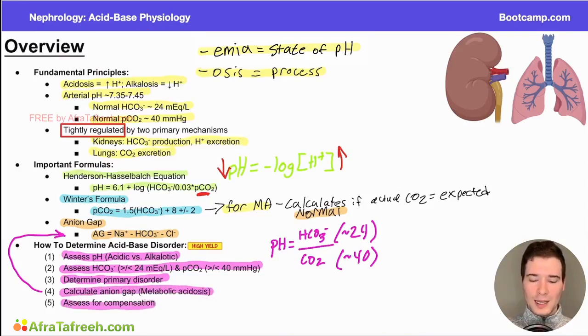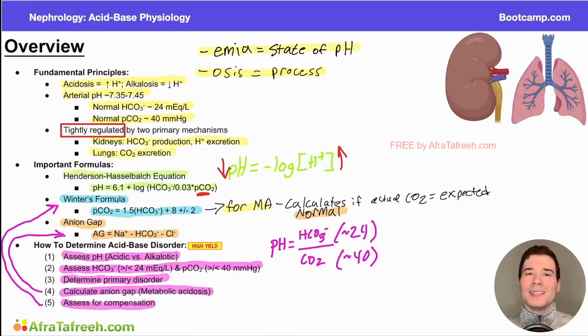This is where we might use things like Winter's formula, where we might determine, okay, there's a metabolic acidosis, pH is low, and bicarb is low. So what's the CO2 doing? Is the CO2 compensating with the lungs in the way that we would expect it to? And that's where these special formulas come in. So technically, you could be done after 3 steps. You could determine the pH, you could assess the normal bicarb and CO2, and you could determine the primary disorder. However, if it's a metabolic acidosis, there are a couple extra steps to do, which is why I think they ask about it most commonly.